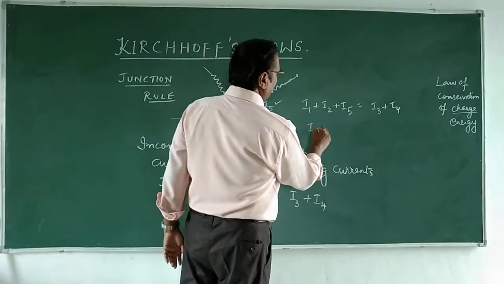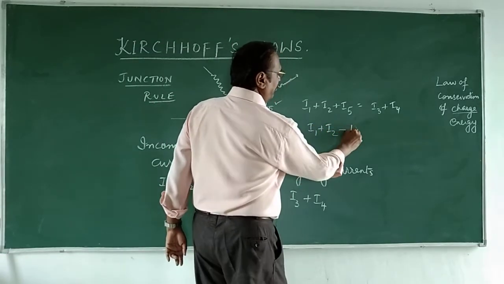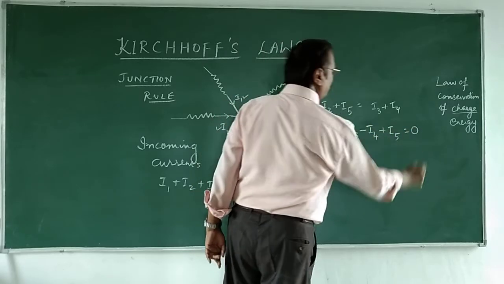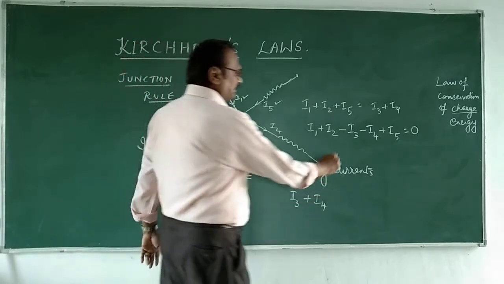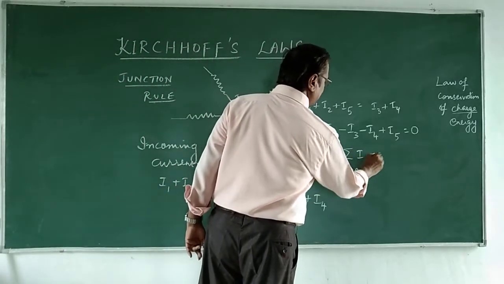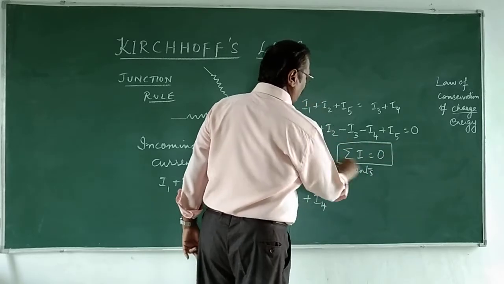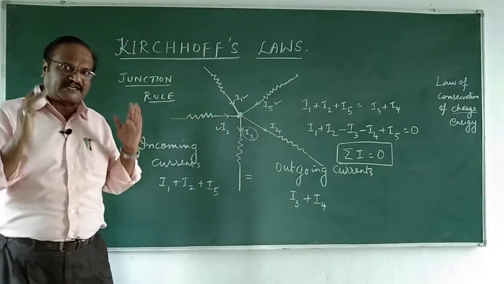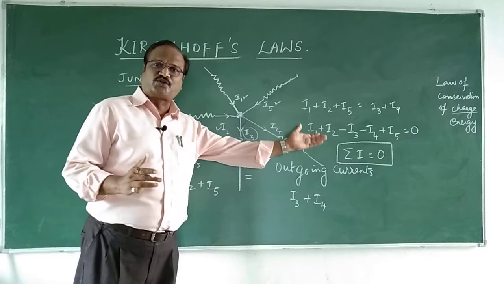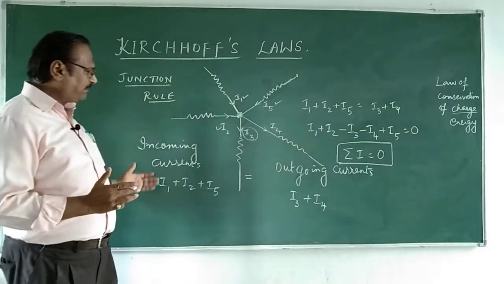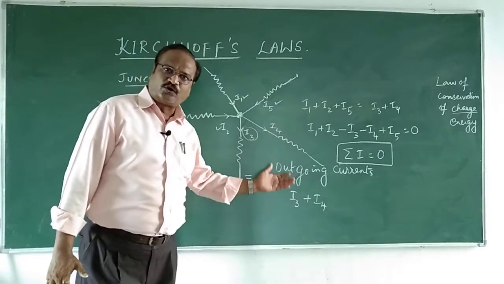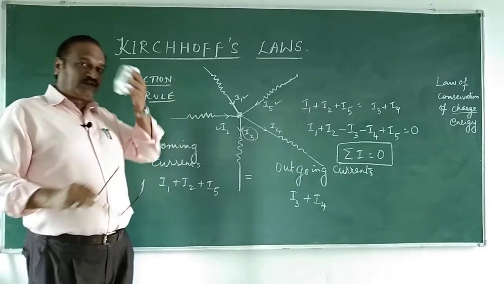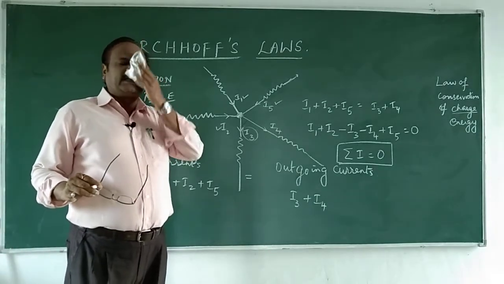From this I can say I1 plus I2 minus I3 minus I4 plus I5 is equal to 0. It is nothing but the summation of the total currents is equal to 0. That is, we call it the algebraic sum of the currents at a particular junction. The algebraic sum of the currents at a particular junction is equal to 0, which implies the incoming current is equal to the outgoing current, and it holds by the law of conservation of charges. Now we have learned the first rule because we are going to apply it in different cases.